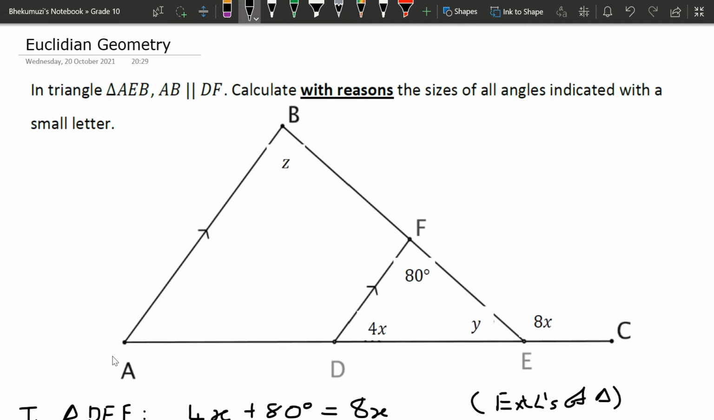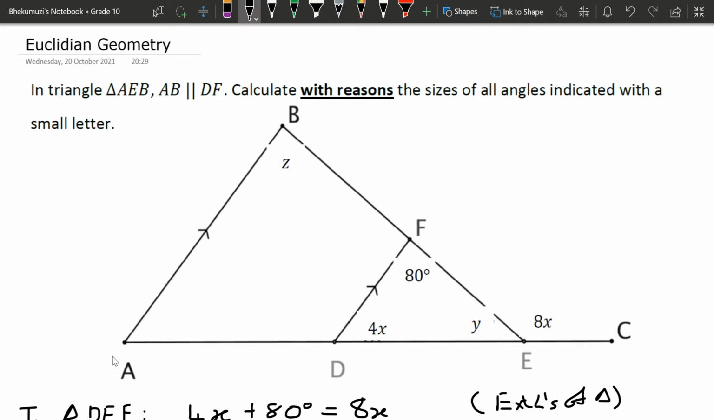Okay, here's the first question. It says in a triangle AEB, AEB is the bigger one, we have that inside there. We do find that AB is parallel to DF. Then they say calculate with reasons the sizes of the angles indicated with a small letter, meaning they are asking us to calculate x, y, and z.